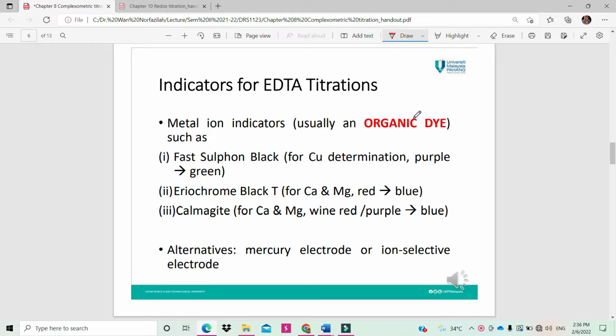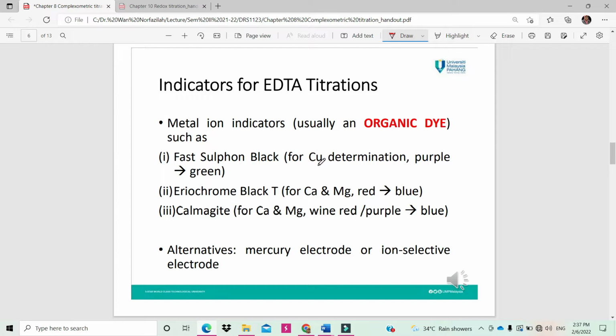Thus, I'm going to do a recording for chapters 9 and 10. We stopped at the indicators for EDTA titration just now using the Microsoft Teams channel. So for this recording, we are going to start straight away at the indicators. As I said just now, there are three organic dyes that are used as metal ion indicators.